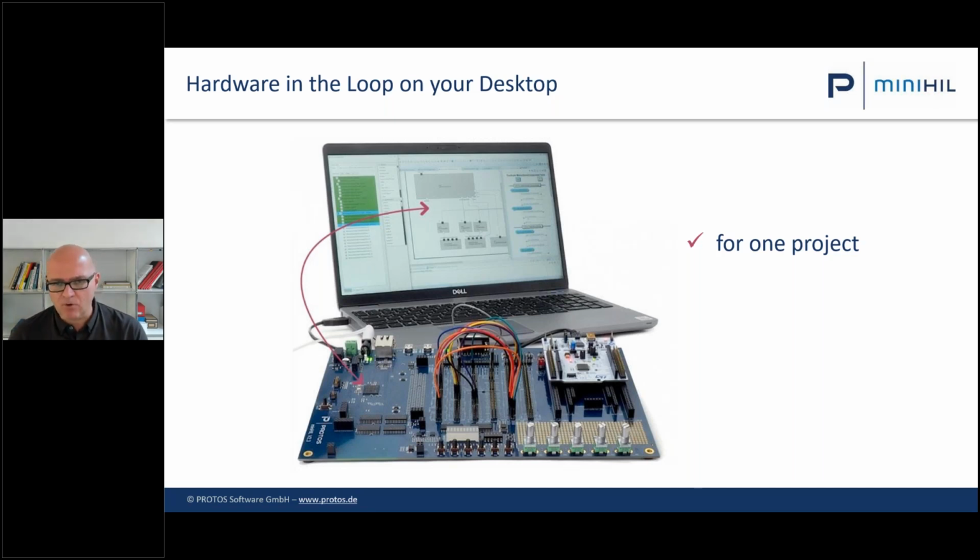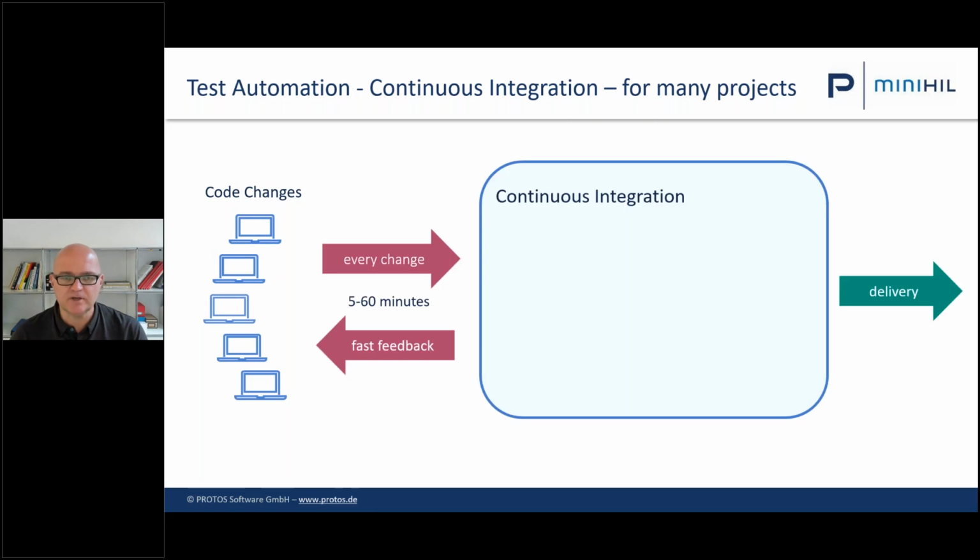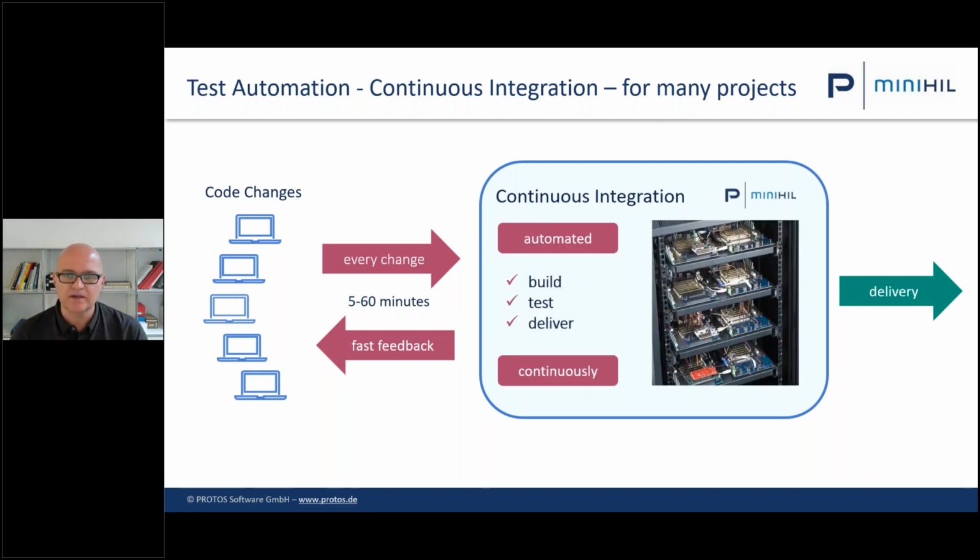If you have more developers, or maybe your developers are distributed all over the world, or you have many developers and you do not want to have a test system for everybody, you can do this also with continuous integration. So for every code change of every developer, you get a reply also in the range of minutes. You get very fast feedback by using continuous integration.